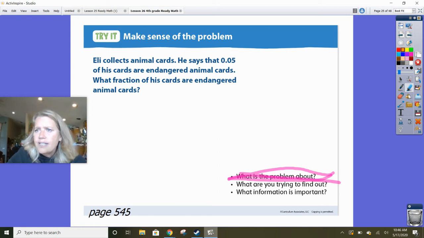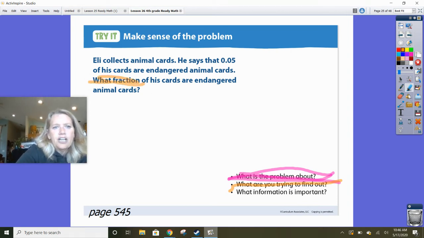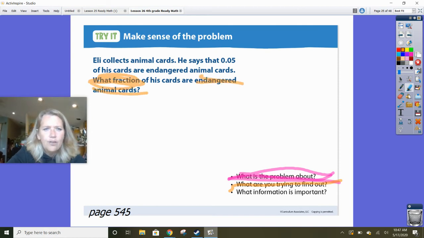What are we trying to find out for our second read? Eli collects animal cards. He says that 0 and 5 hundredths of his cards are endangered animal cards. What fraction of his cards are endangered animal cards? So, Gracie, what are we trying to find out? I agree. So it's going to be a fraction for the endangered animal cards. Be careful because we're doing decimals, we're doing fractions, and maybe thinking percent. This one we want a fraction.